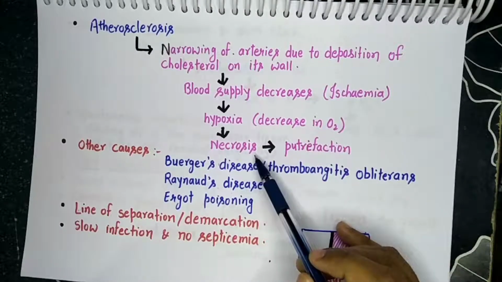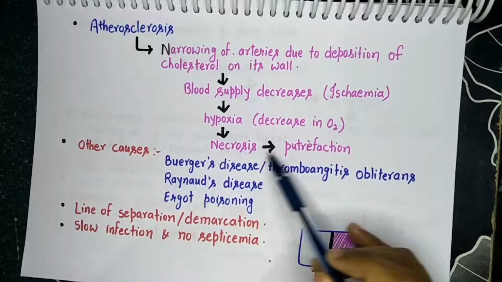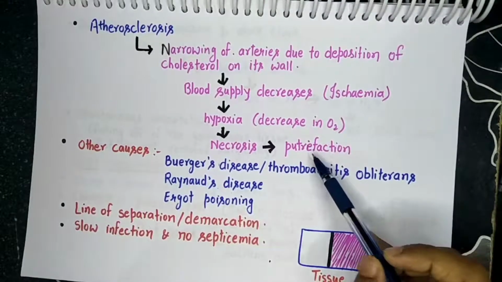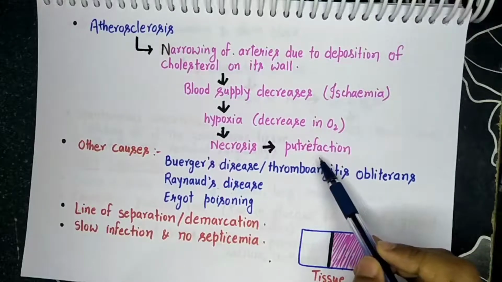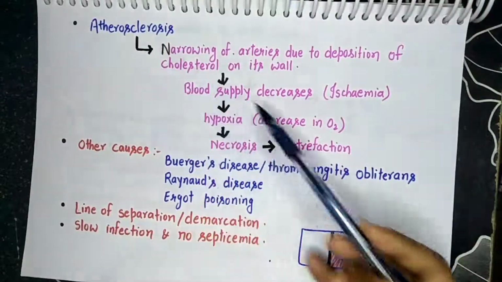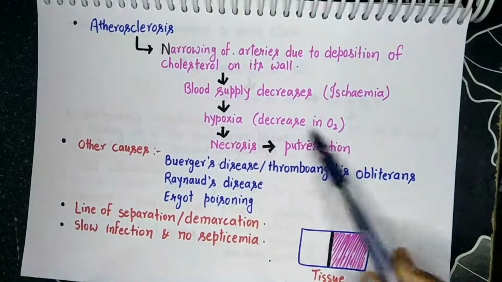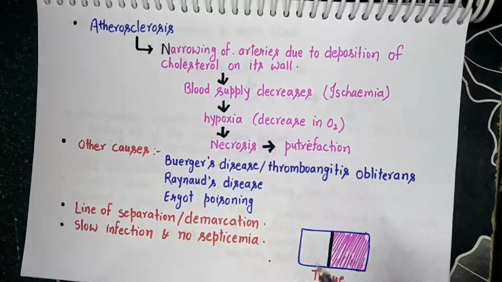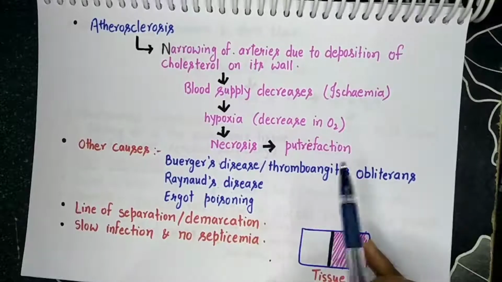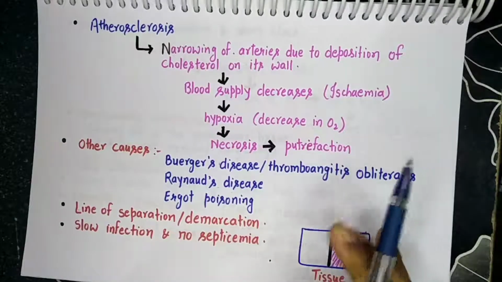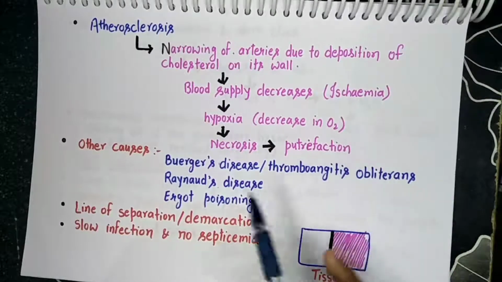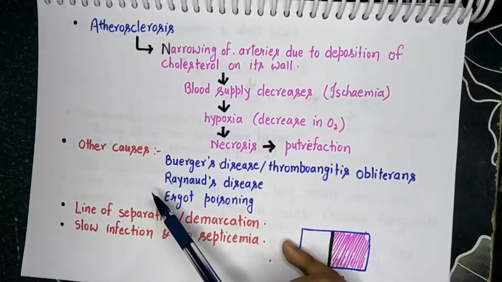And long-term necrosis of the tissue will lead to bacterial infection and may sometimes cause foul smelling of that area. This is called putrefaction. So finally, atherosclerosis can lead to gangrene of a particular part of our body. So atherosclerosis is the most common cause of gangrene. And which gangrene? It is the most common cause of dry gangrene. What are the other causes of dry gangrene?